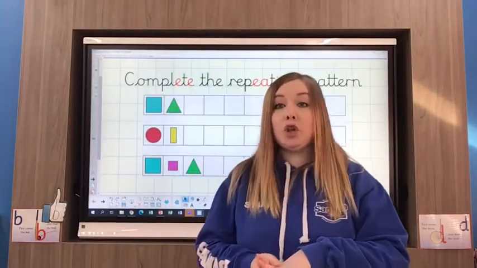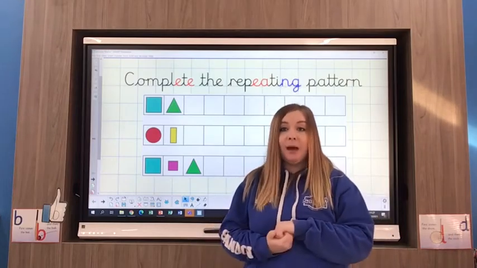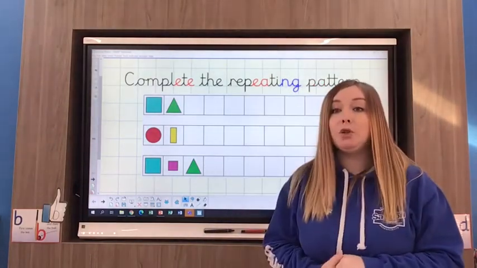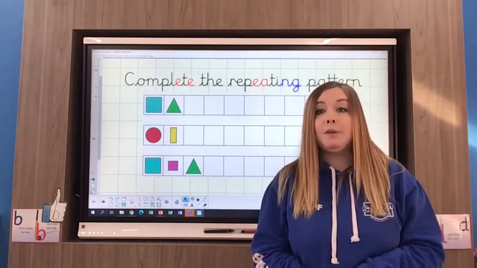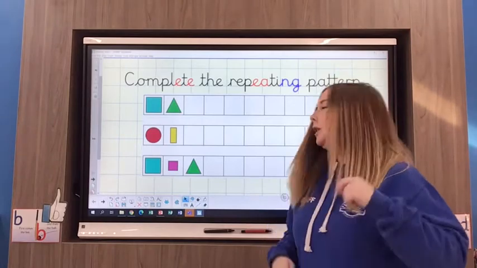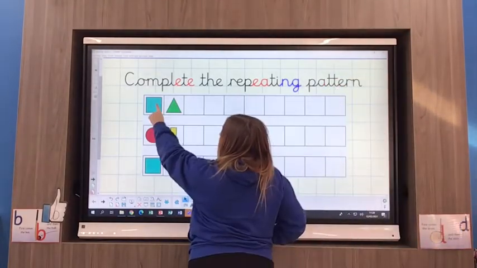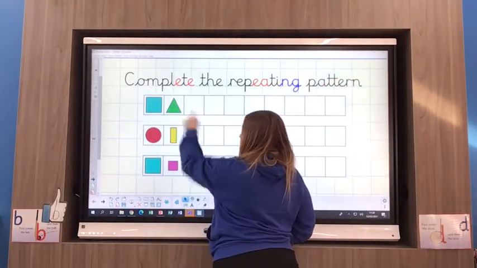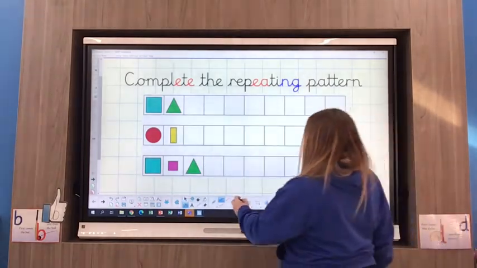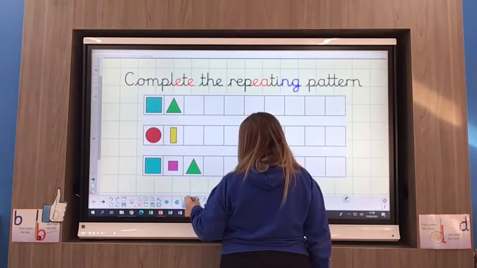Now, to get our brains warmed up after you've had a week off, we're going to be completing some repeating patterns. A repeating pattern means that it's exactly the same all the way along. So you'll see here that we've got a square and then a triangle. What would come next? It's going to be another square, isn't it?